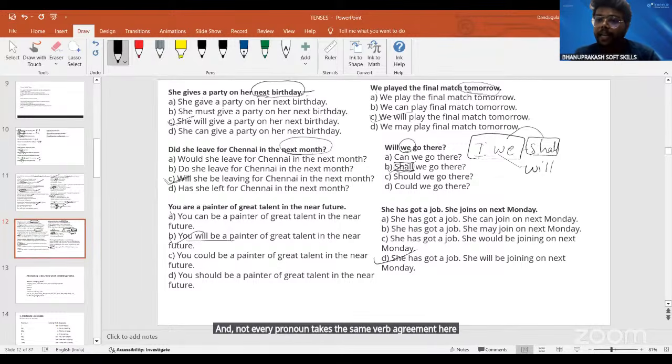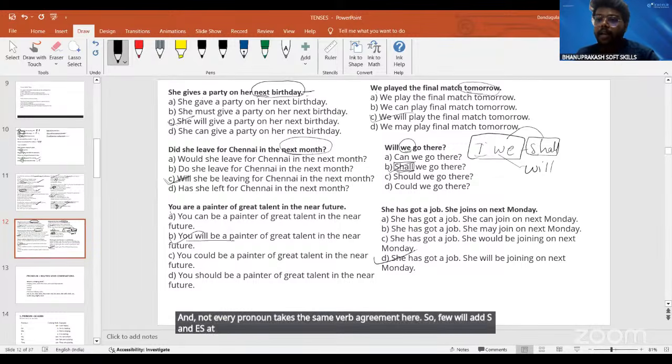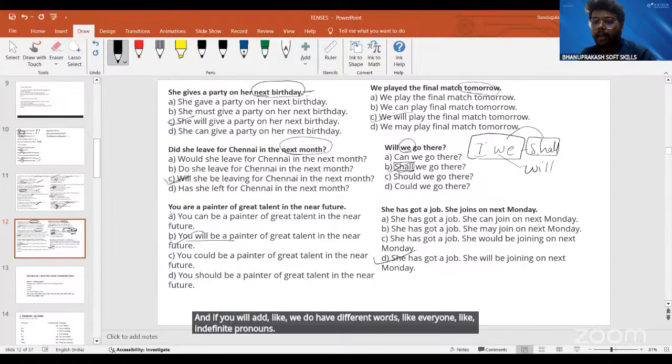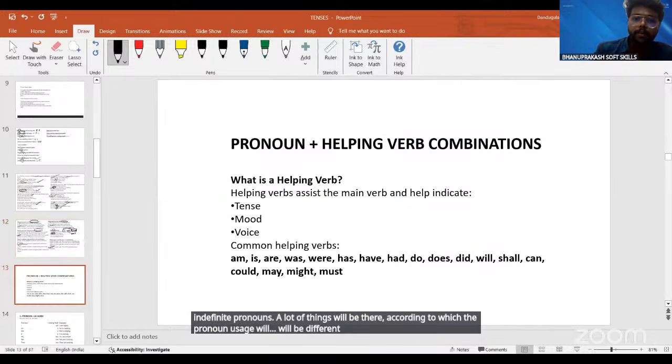And not every pronoun takes the same verb agreement here. A few will add s and es as a suffix, and a few just use the same base verb form. We also have different words like everyone and indefinite pronouns. A lot of things will be there, according to which the verb usage will be different. Now let us see one by one.